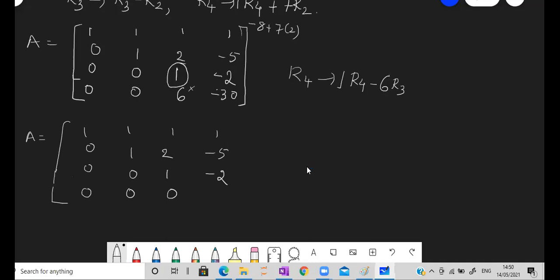Now, for minus 30, tell me the corresponding R3 element. For this minus 30, which is the corresponding R3 element? Minus 2. Okay. So this, ma'am, is minus 18. R4 minus 6 into minus 2: minus 30 minus 6 into minus 2. How much? Minus 18. Sure? Yes, ma'am. Okay. The next diagonal element is minus 18. Below that nothing is there, so not to worry.